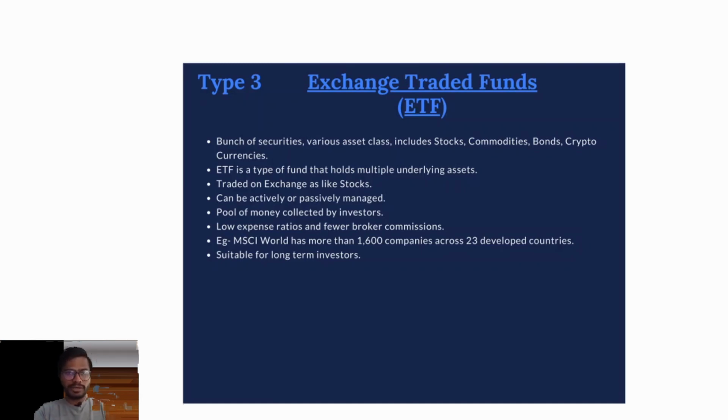So what could be the underlying assets here? The stocks of the 1600 companies, and it is traded on an exchange. That's why it is called the exchange traded fund as well. The pool of money is collected from small amounts, as in Germany you can start investing with a minimum of 25 euros. For example, with MSCI World, they accept a minimum investment of 25 euros with the respective brokers. Again, it could be passive, it could be active.